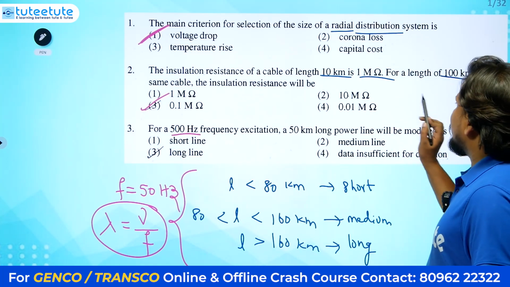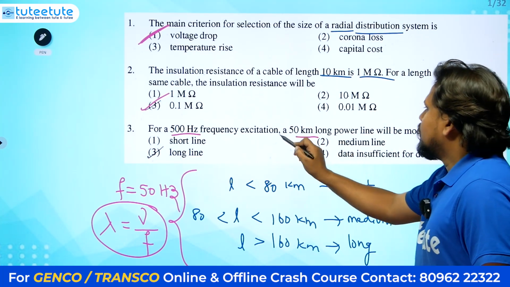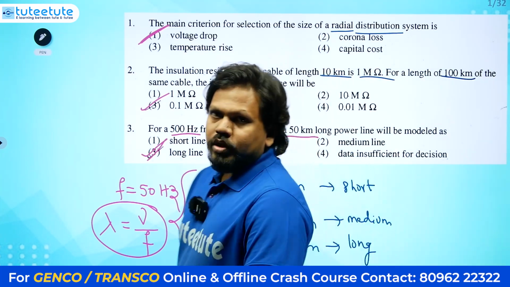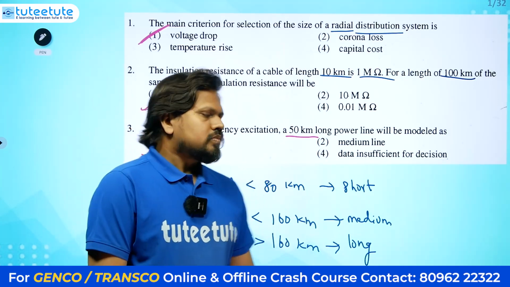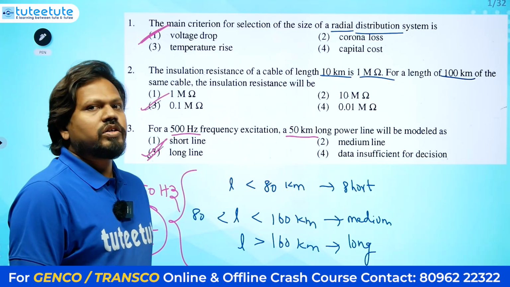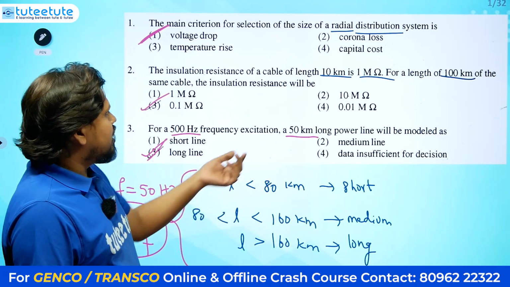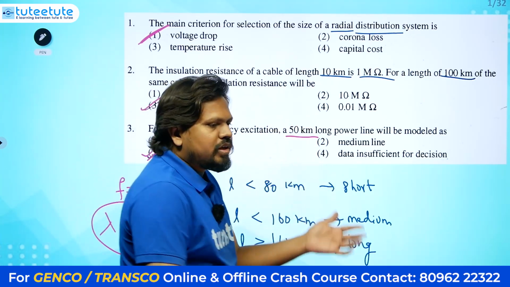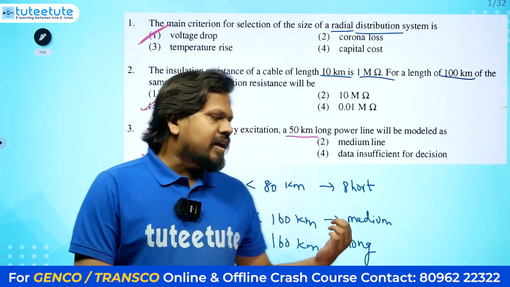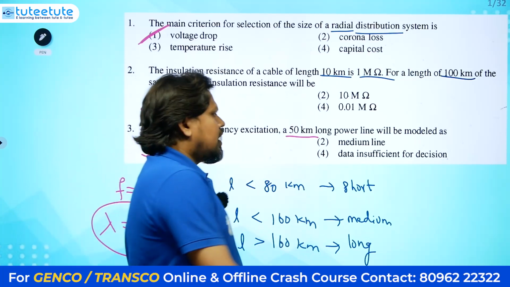So that means for 50 kilometers also, we need to consider this as a long transmission line. That's what the analysis is. Whenever frequency increases, 10 times it has increased, right? So automatically any line which is 50 kilometers or above, we need to consider as a long line. If you need any more clarity about this, you need to observe the textbook.